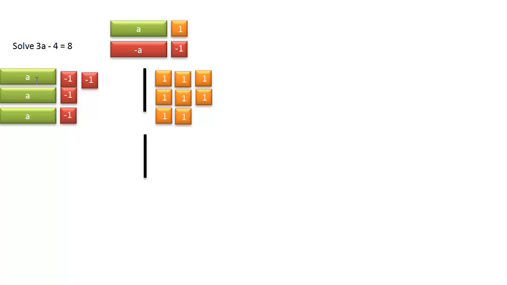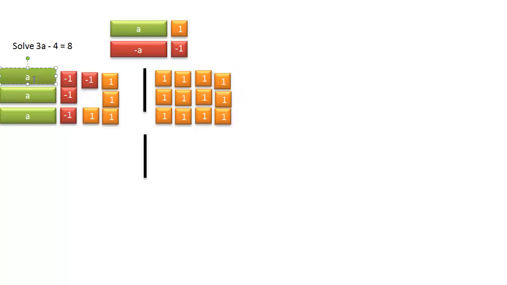So again, the first step is to isolate the variables. We want to get the a all by itself. So we want to negate these negative 4 tiles, which means we're going to add 4 tiles to the left-hand side. 1, 2, 3, and 4. But if we add 4 to the left-hand side, we have to add 4 to the right-hand side. So I'll make a copy of those 4, drag them over here. We've balanced the equation.